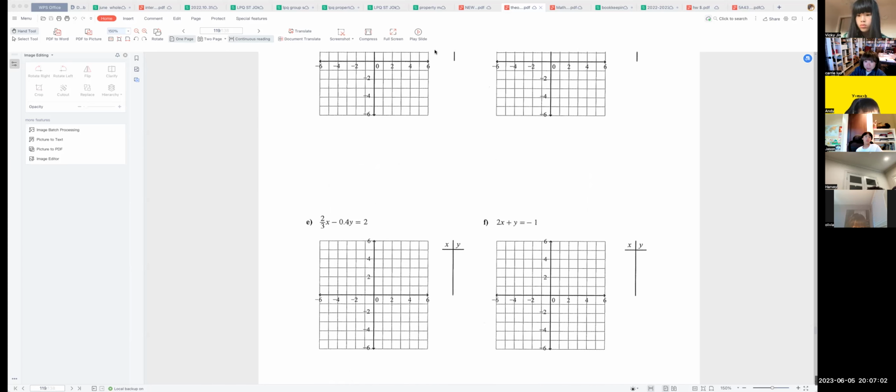So who can tell me, other than y equals 0, when y equals 0, x equals what? x equals 3, right? And x equals 0, y equals negative 5, right? So other than these two, what is the last number you're going to pick?